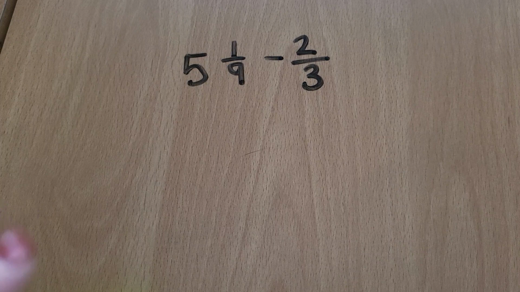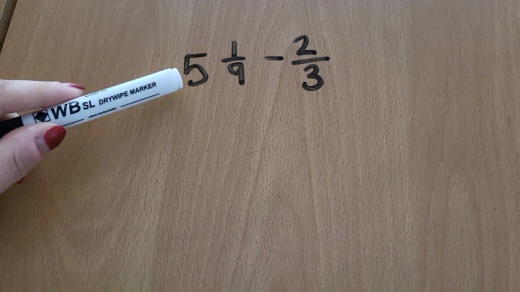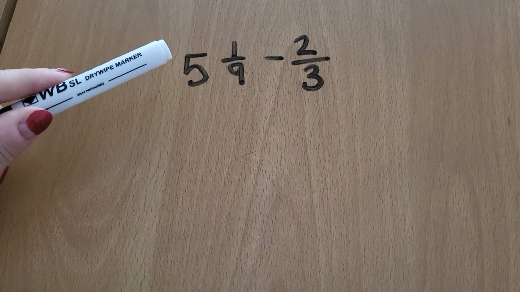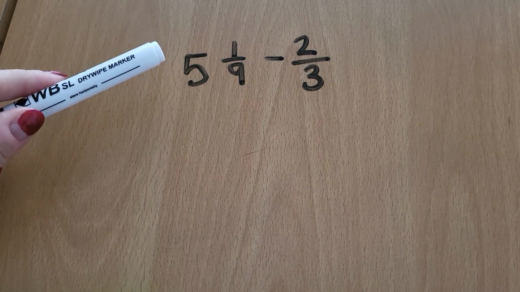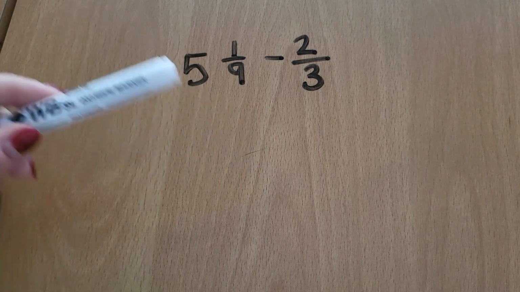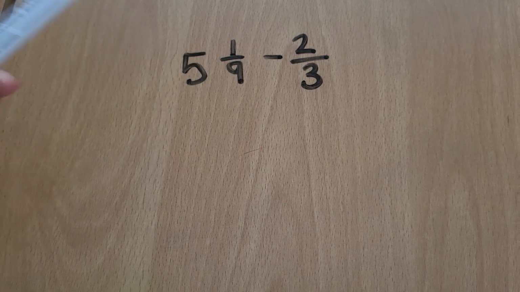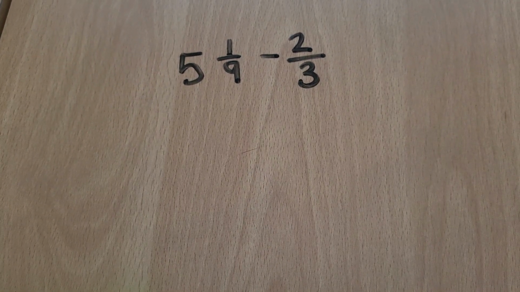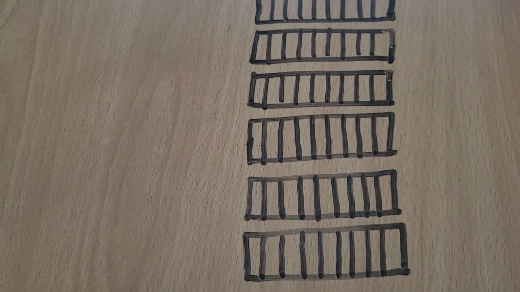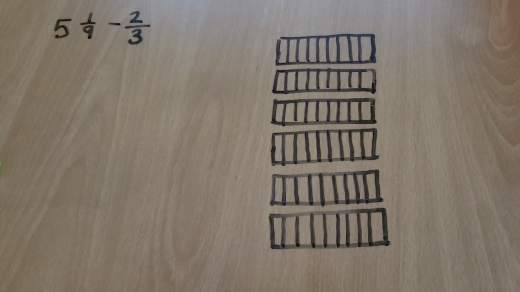Okay, so first things first, we need to have a look at 5 and 1/9, because this is a mixed number at the minute, and in order to take away 2/3, we're going to need to change this to an improper fraction. So those terms don't really do it justice as exactly what's going on, so let's have a look. Okay, so here's something I've prepared earlier. Let's just zoom out a little bit.